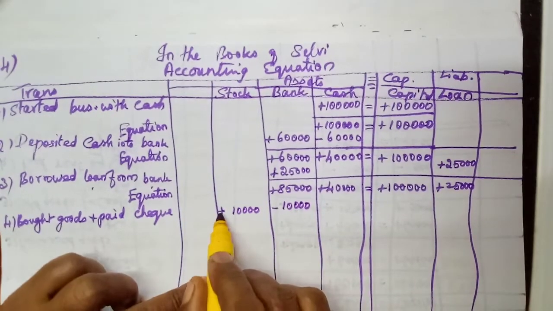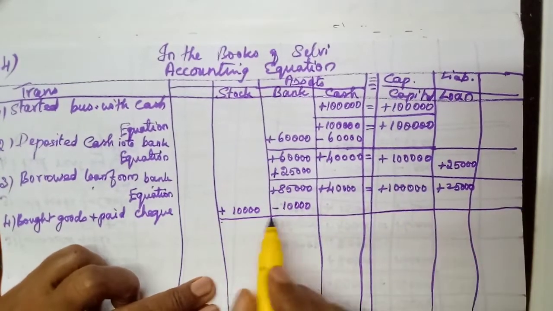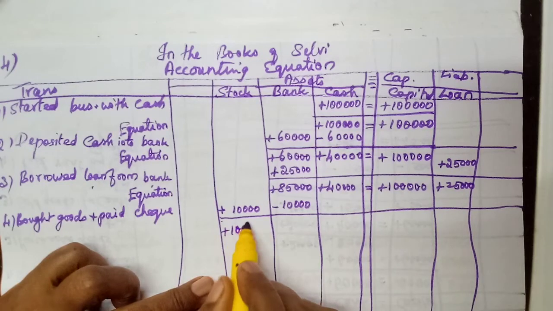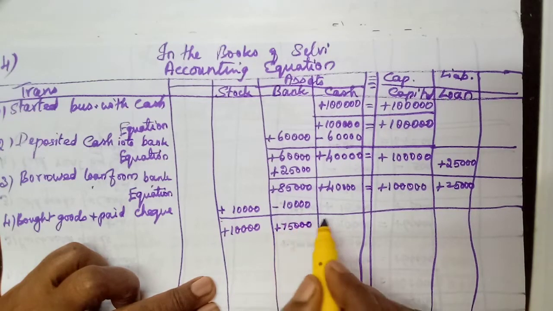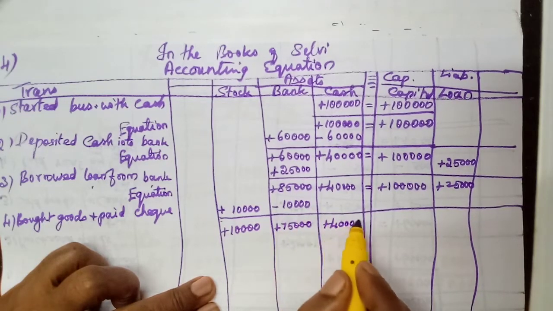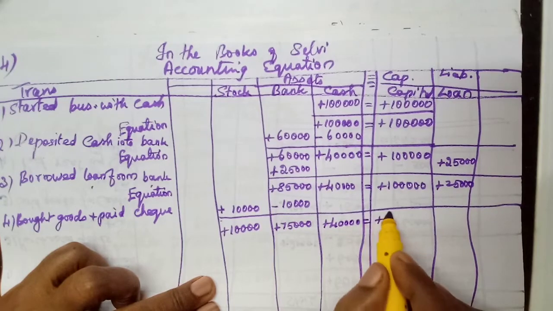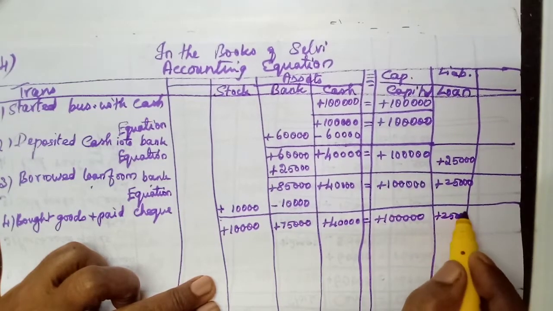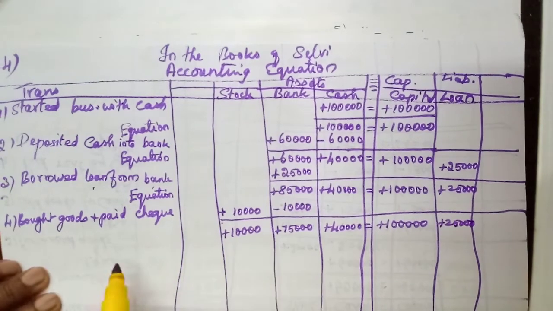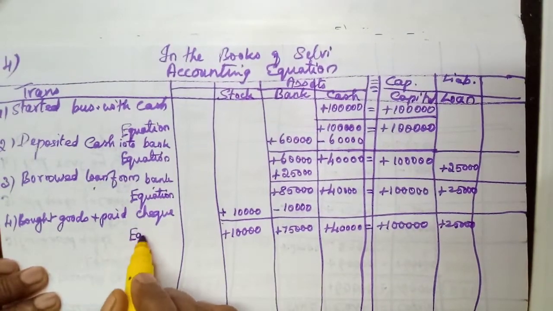Okay, it will affect two accounts, minimum two accounts. So plus 10,000, plus 85 minus 10, 75. Then all the other things you write as it is. Equal to plus 1 lakh plus 25,000. Okay, next you write the equation here.